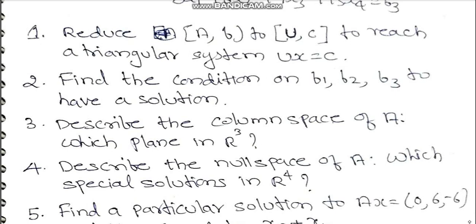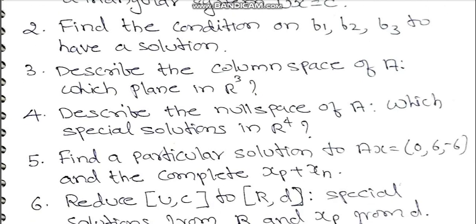Because the number of elements in a column is 3, it is R raised to 3, that is R^m. Describe the null space of A. To describe the null space of A, you have to solve Ax equals 0 and find the special solutions. I told you about the free variables: each one of the free variables has to be unique, and the other free variable is made 0. If you have two free variables, one free variable is made 0 and the other is made 1. That's how you find the special solutions.